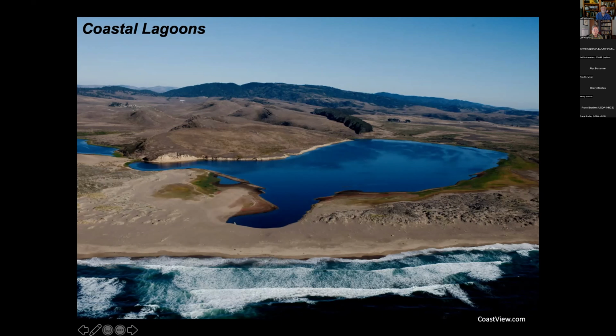So just because it's right next to the beach and you might be getting salt on your boots when you let them dry out, that doesn't mean red-legged frogs won't be there. They can use these kinds of sites as well.